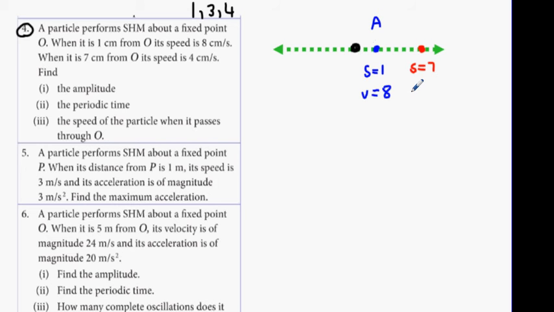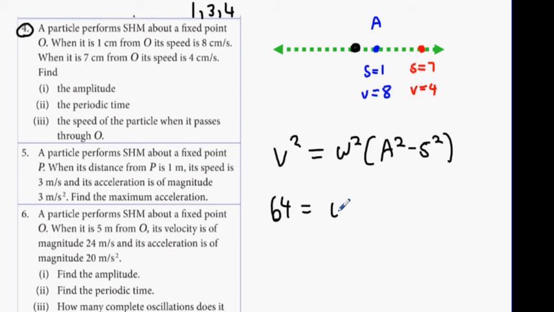Find the amplitude. I need a formula that links s and v together. I need this. S and v together. Any takers, guys? v squared equals omega squared, A squared minus s squared. Okay. Now, here's an interesting one. Let's do the first one. 64 equals omega squared, A squared minus 1 squared, right? And 1 squared being the same thing, just as 1 basically, right?